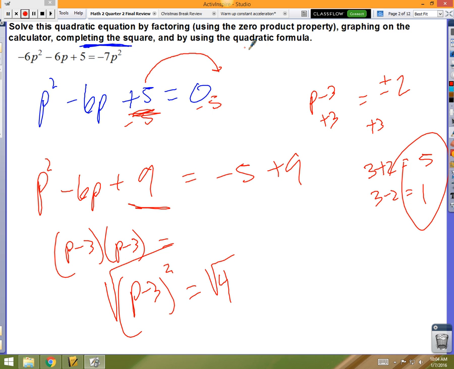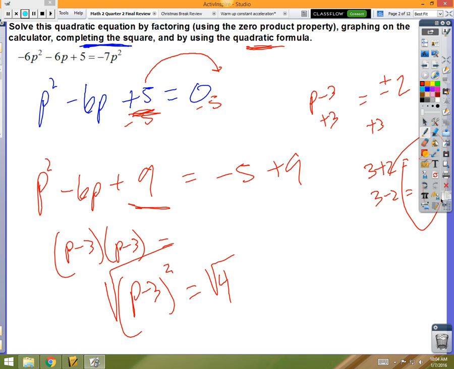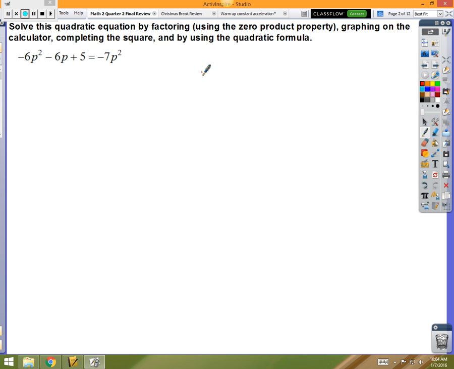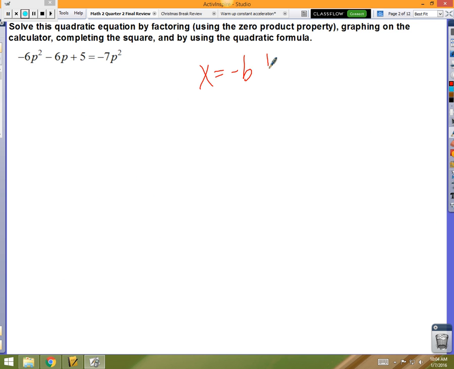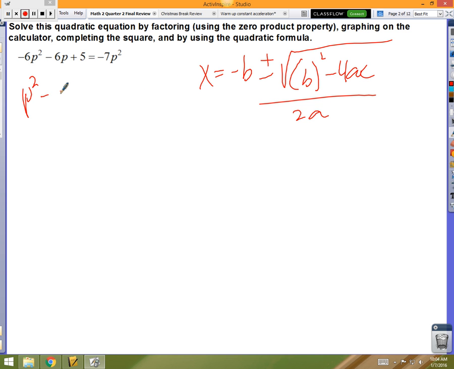Okay, the last method is quadratic formula. So quadratic formula, x equals negative b plus or minus the square root of b squared minus 4ac all over 2a, and then we're going to use p squared minus 6p plus 5. So my a is going to be this position right here, it's 1. B is in this position, it's a minus 6, and c is the 5.